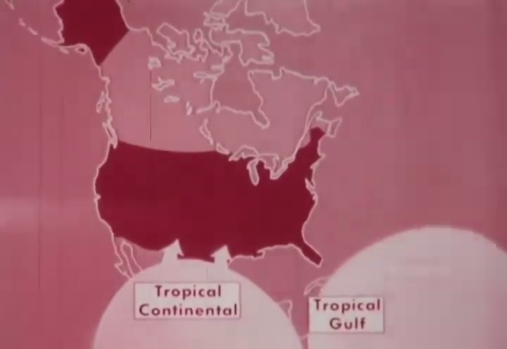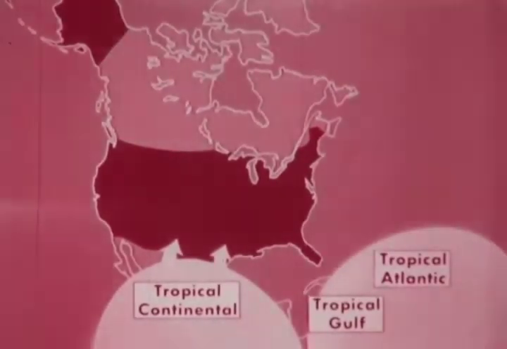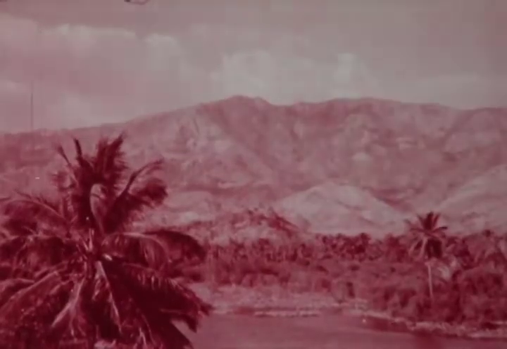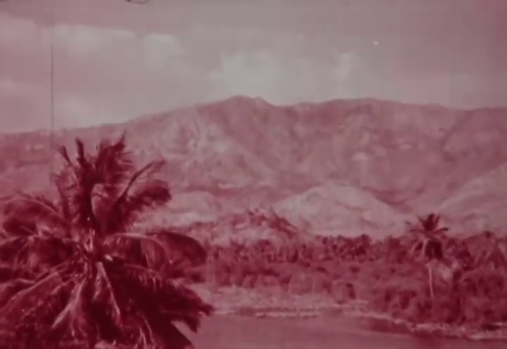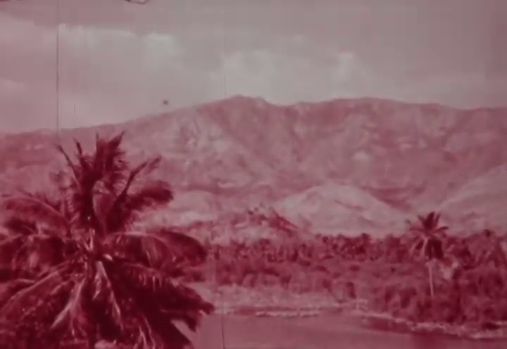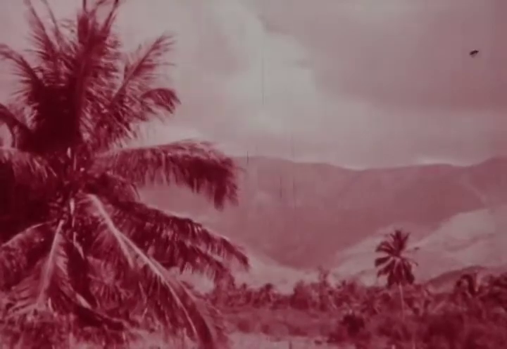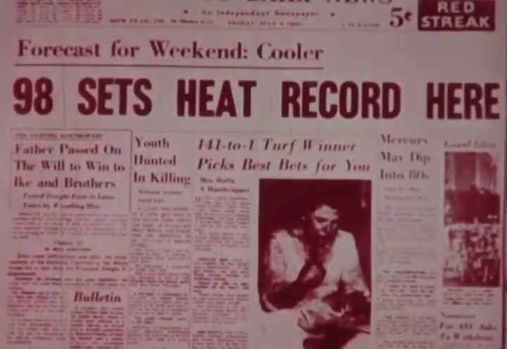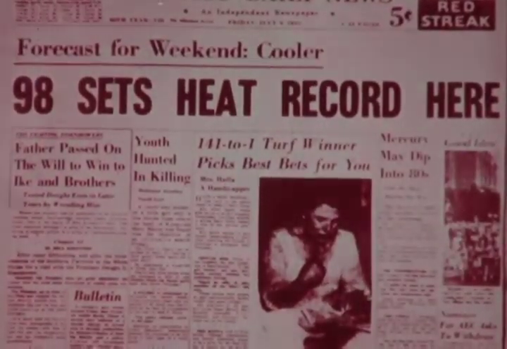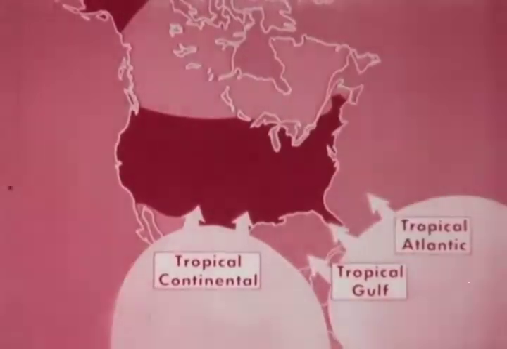Tropical Gulf and tropical Atlantic air masses form over regions of the warm Gulf of Mexico and South Atlantic Ocean and contain a great amount of water vapor. In summer, these tropical air masses are often the cause of severe heat waves as they travel northward across parts of the United States.